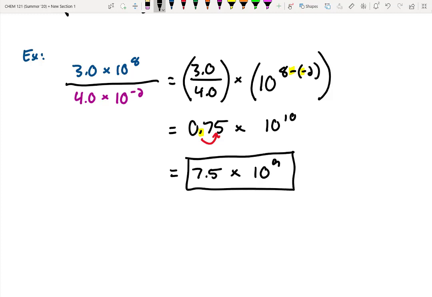So I hope this is helpful. I know a lot of you may have seen this in your math classes, but we'll be using both the prefixes to express large and small numbers, as well as scientific notation. So I want students to be able to understand how to use both within this chemistry course.